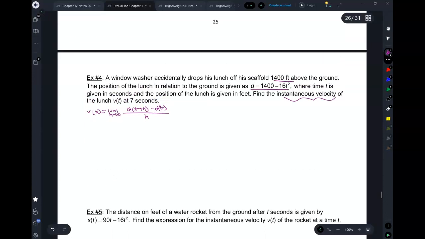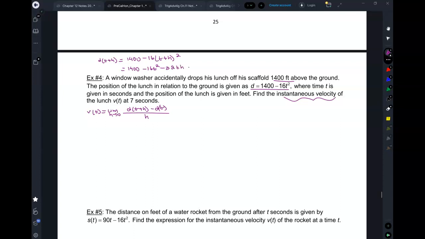So what's d of t plus h? Let's do that work here. You're plugging in t plus h. So d of t plus h is going to be 1,400 minus 16 times (t plus h) squared. So that's 1,400 minus 16t squared minus 32th minus 16h squared. Sorry, I did that quickly.